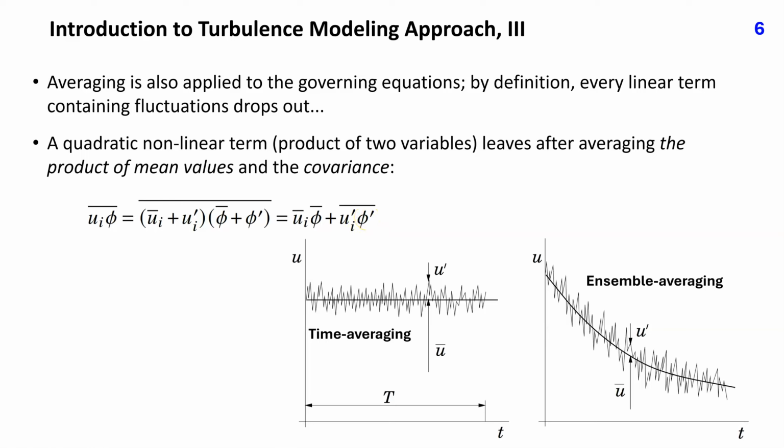The products of the mean value of one variable and the fluctuation of the other variable drop out after averaging. In this case, that applies to the products of mean u times phi prime and the product of mean phi and u prime.